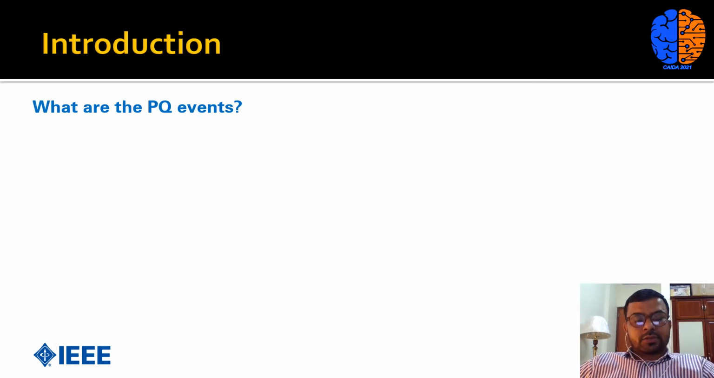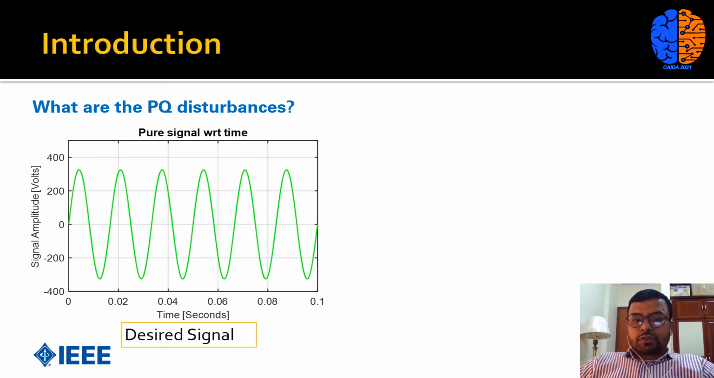Now let us start the presentation. At the beginning, we need to know what are the power quality events. What do we mean by the power quality events? These are the most frequently used buzzwords in the field of electrical engineering. You can find the definitions of power quality events in IEEE standards, IEC standards, different electrical engineering textbooks, and so on. As you can see, this is a pure sinusoidal signal as required for all electrical AC appliances.